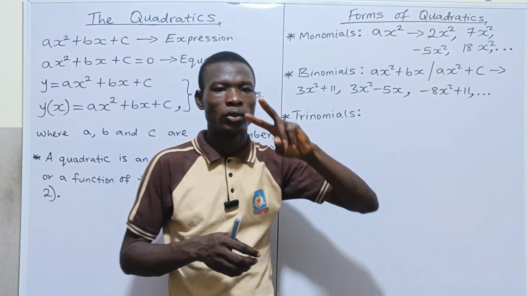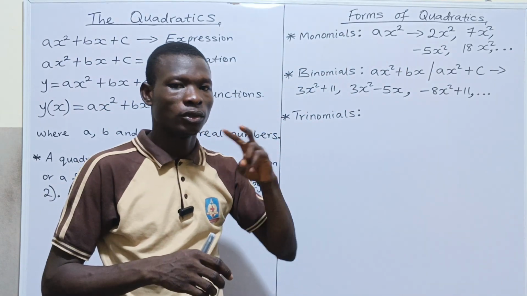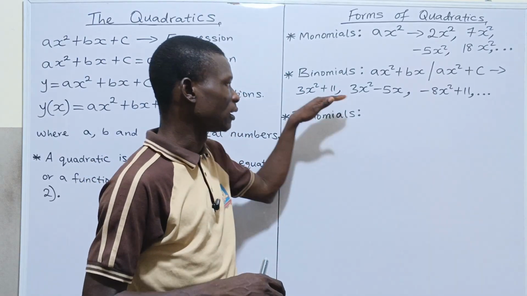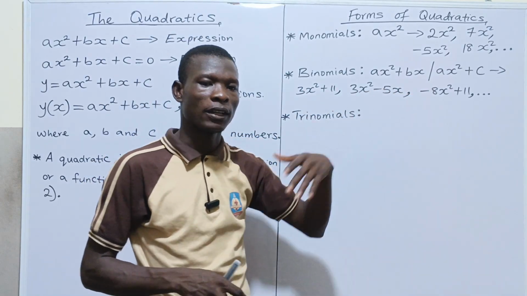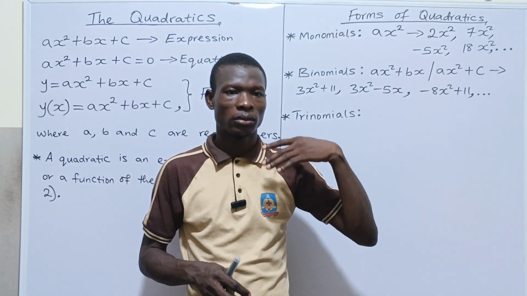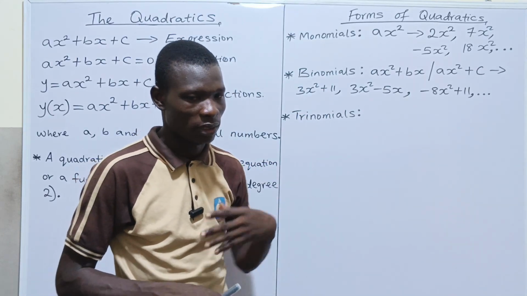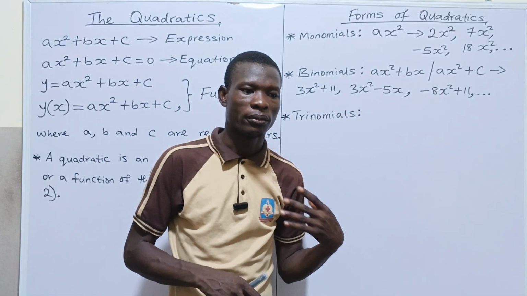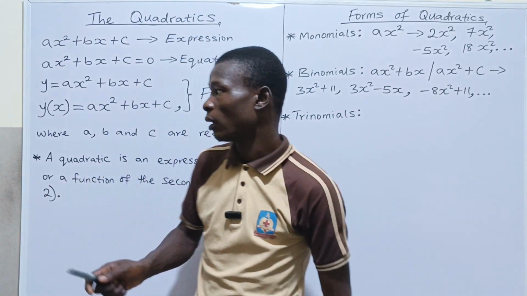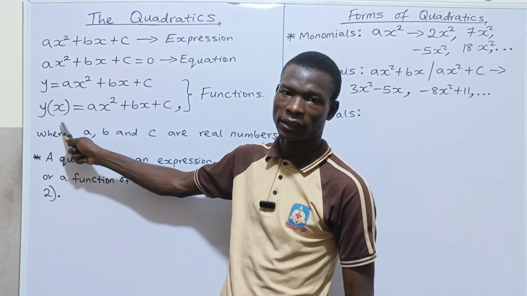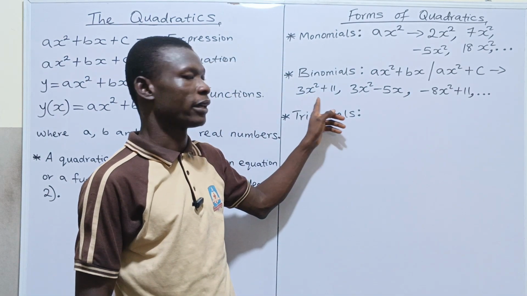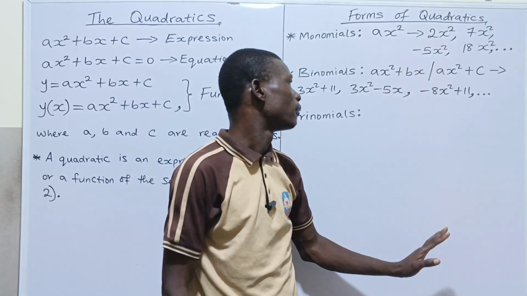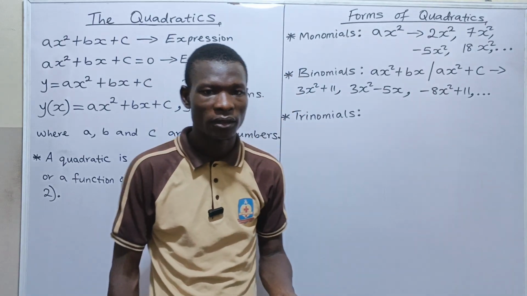What are binomials? Two-term expressions, two-term equations, two-term functions. Don't forget that these are all expressions. You convert them to an equation by introducing your equal sign and your real number after the equal sign. The same expression can be transformed to a function by introducing another variable, maybe y of x. So that y of x will become 3x squared plus 11. Y of x will be equal to 3x squared minus 5x, as the case may be.